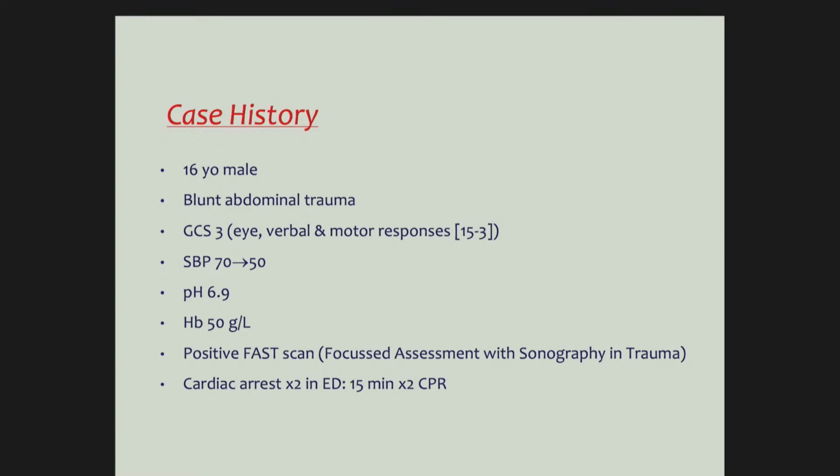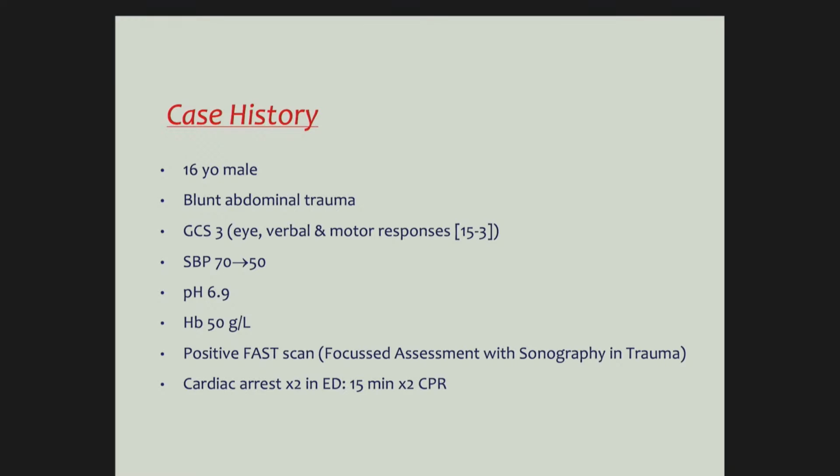This was a very challenging case. A 16-year-old male playing soccer had a blunt abdominal injury. He presented in the ED with a Glasgow Coma Scale of 3, non-verbal, unresponsive. At the oval, his systolic blood pressure was 70. By the time he got to hospital, it was down to 50. Look at his pH, 6.9.